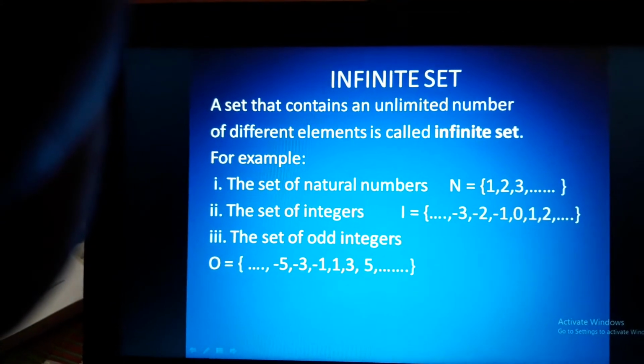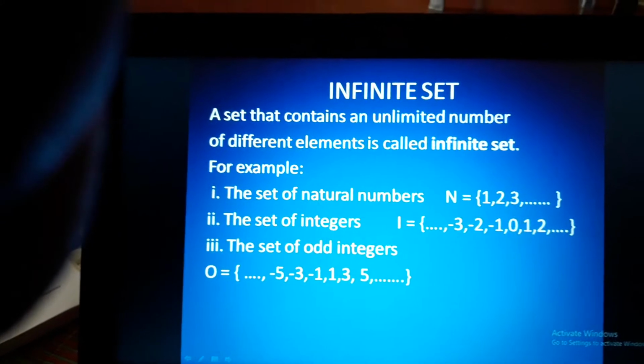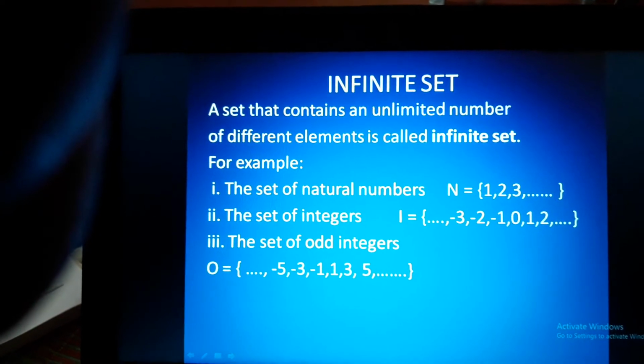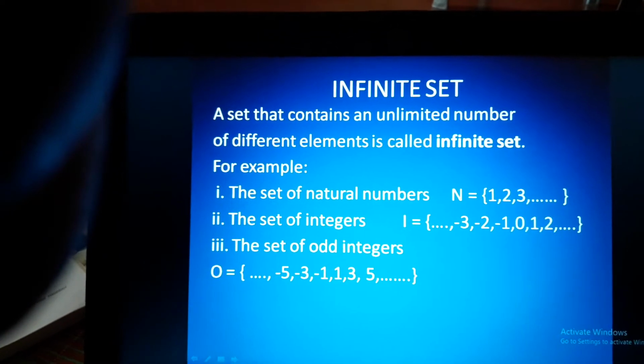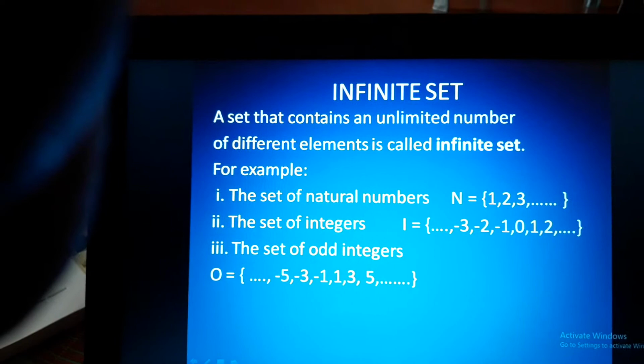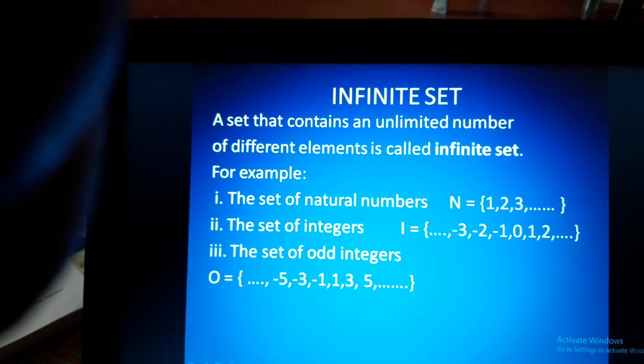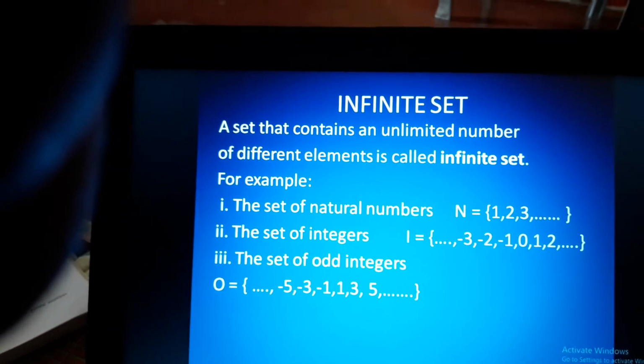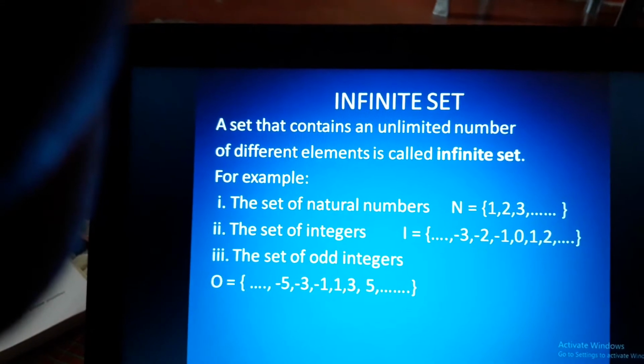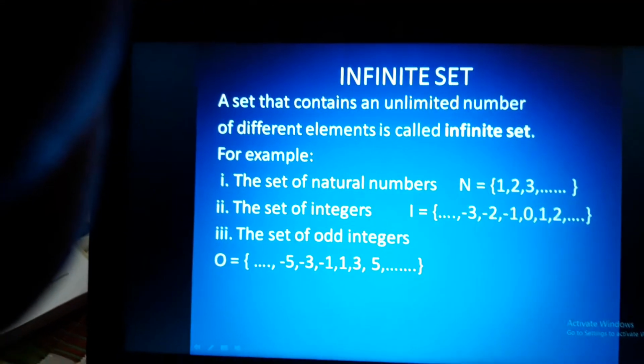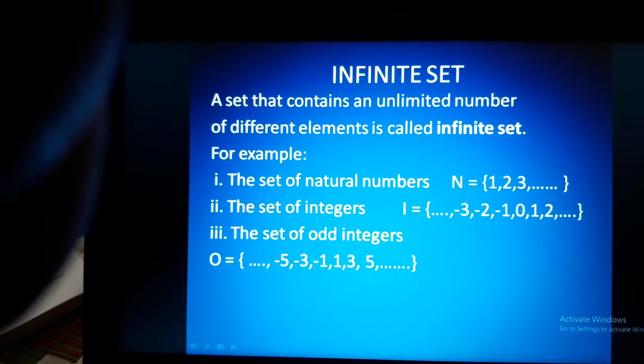Second one, see the set of integers. The set of integers is denoted by capital I. So capital I equals, in brackets, {..., -3, -2, -1, 0, 1, 2, ...}, in this way it goes on. Third one, we can take the set of odd integers.